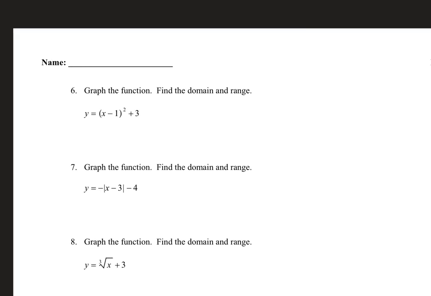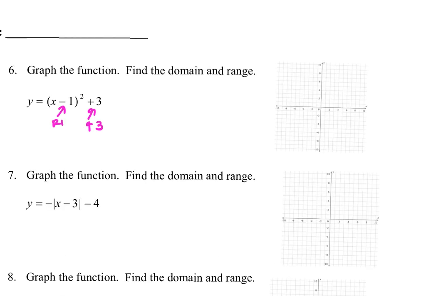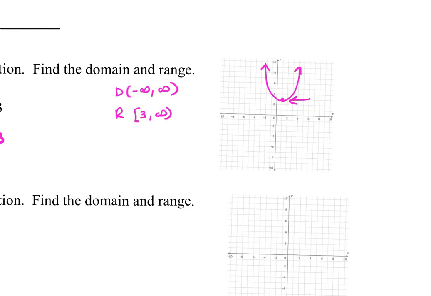Okay, 6 says graph the function and then find domain and range. So the graph of this is going to be to the right 1 and up 3. And it's a parabola because it's the x squared. So I'm going to go to the right 1, I'm going to go up 3, and I'm going to plot my vertex, and then I'm going to point this up. The domain on all parabolas would be negative infinity to positive infinity because those arrows point left and right. And the range, this is my lowest y, so 3 to positive infinity.